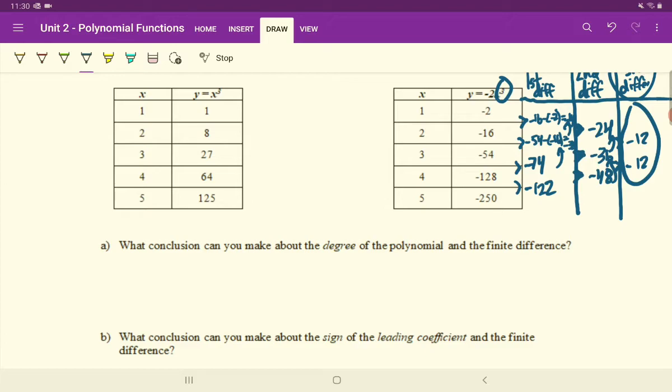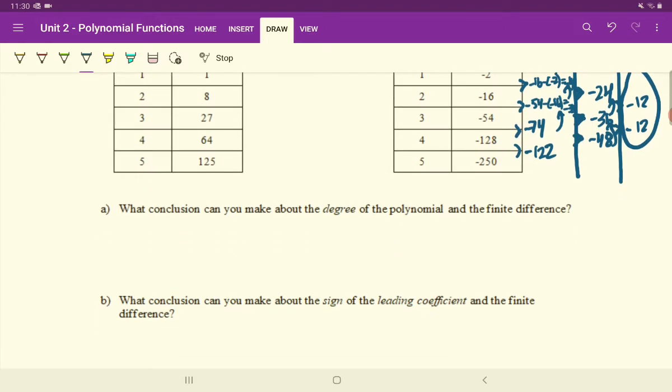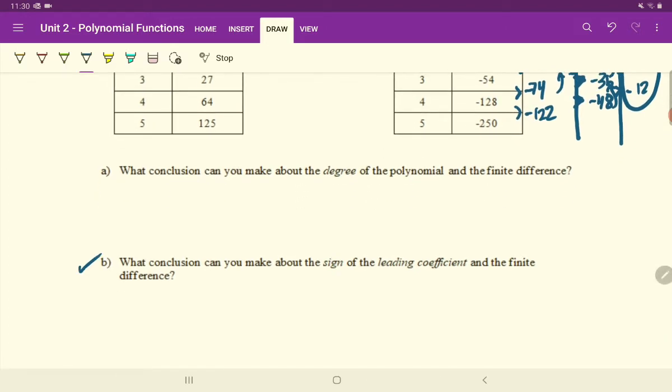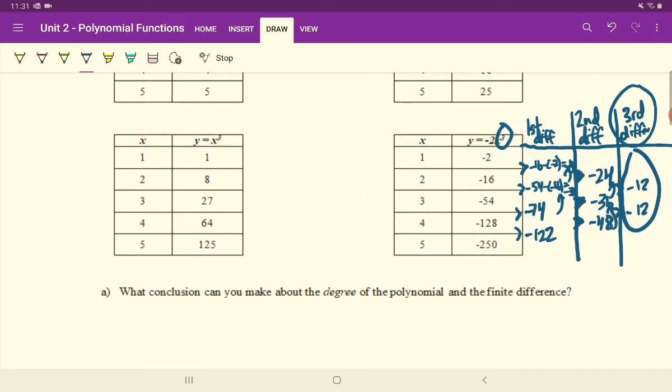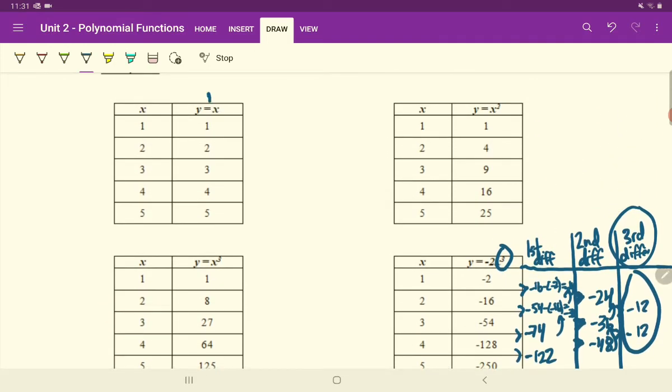Okay. Now, what conclusion can you make? This is new to us, right? What conclusion can you make about the sign of the leading coefficient and the finite difference? Well, what you'll see is that in all of these examples, you have positive leading signs, okay? Except for this one, it was negative.